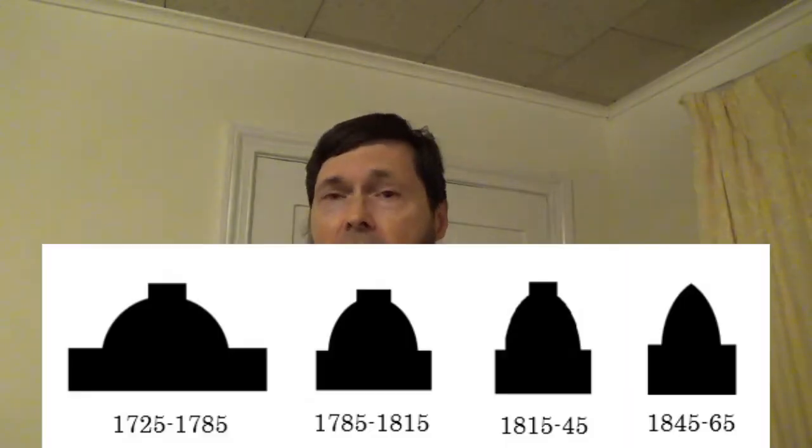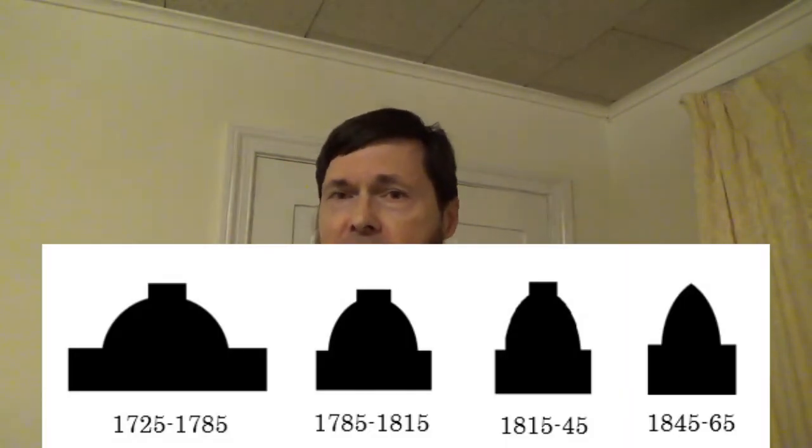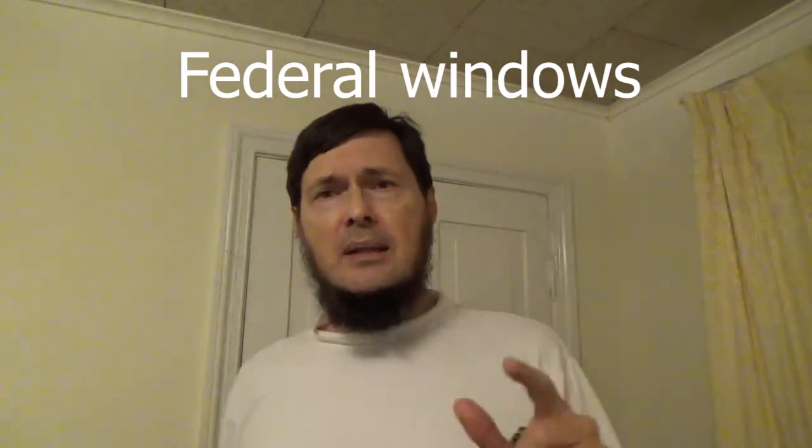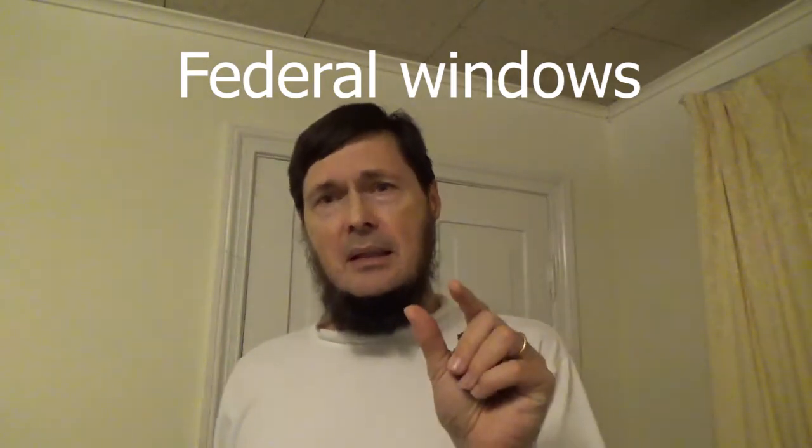And I'm going to show you in a little chart how the muntin changed. In the colonial period, the muntin was very thick, and that helped to give the sash a really strong feeling to it. In the federal period, as I showed you, the muntins are a little bit narrower than they were in colonial times. Another thing that happens in the federal period is the introduction of window weights.